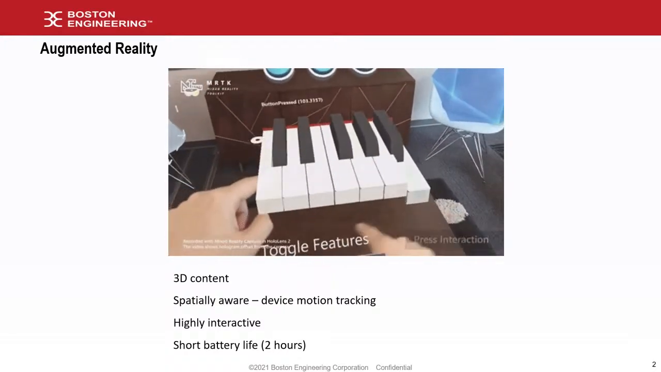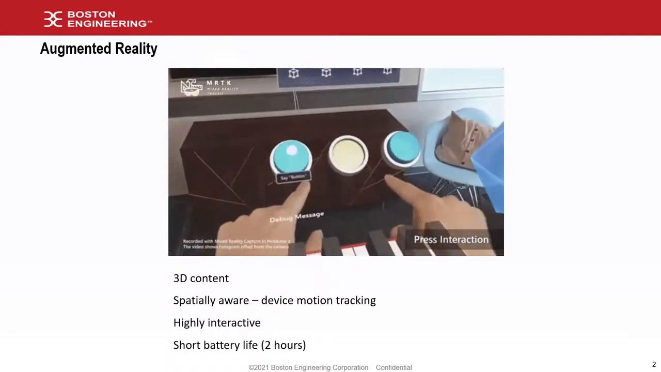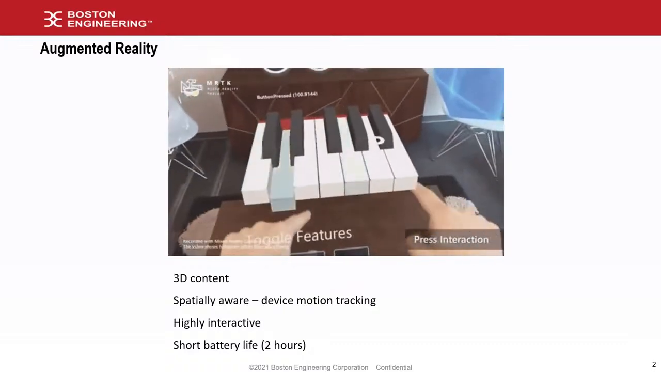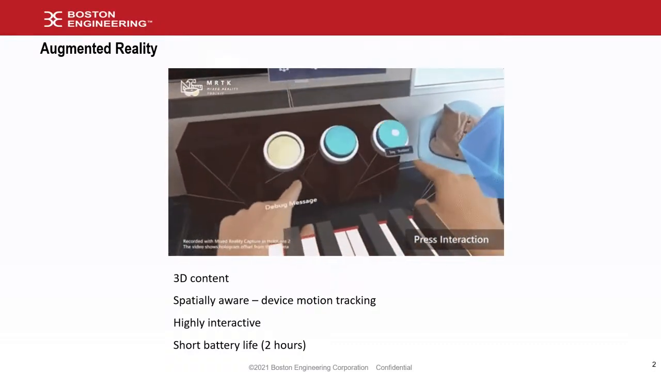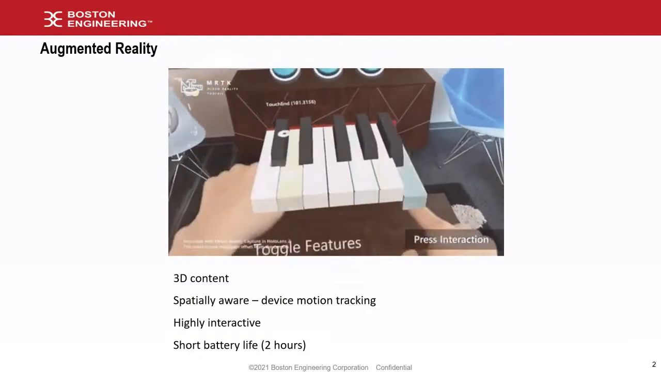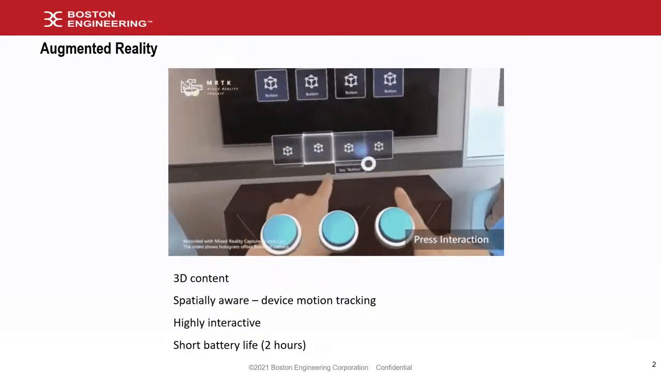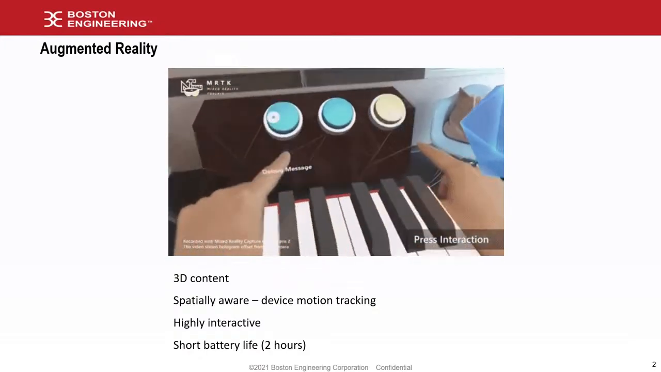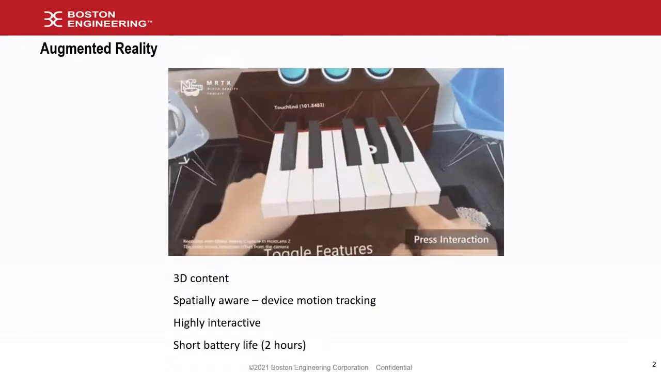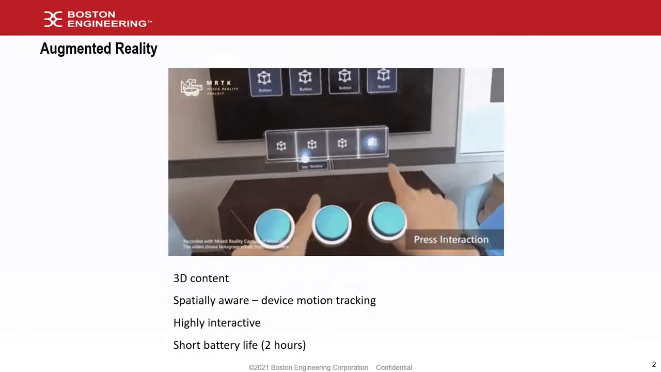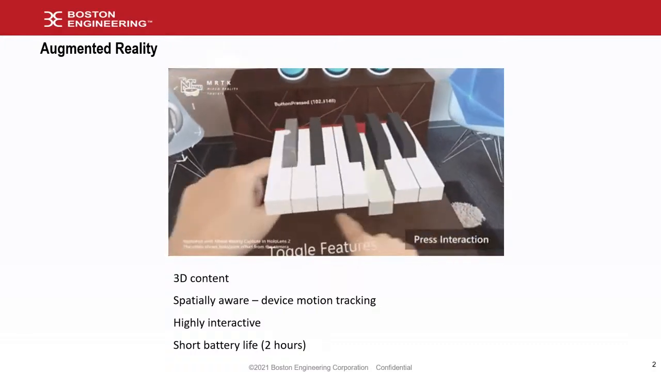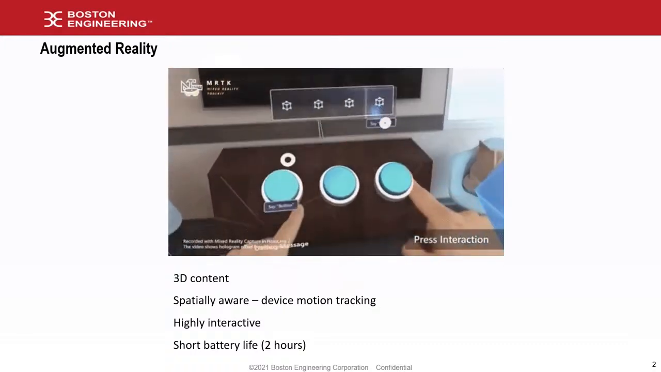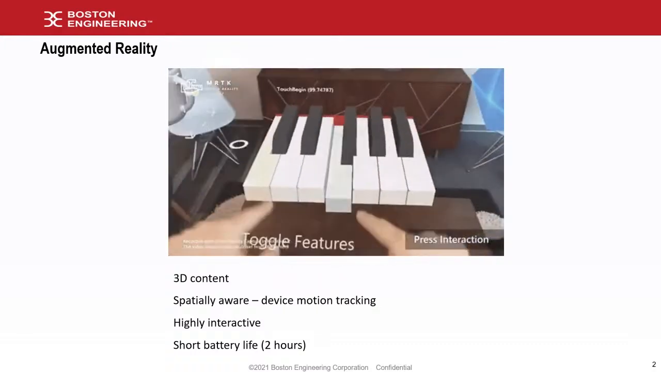I would like to generally equate them to high-end mobile games, right? You could only play a high-end mobile game for a couple hours before you need to recharge your phone. The same thing's going to happen with augmented reality experiences that take advantage of spatially aware content. You're only going to have a couple hours of battery life before you need to recharge or bring a battery pack with you.